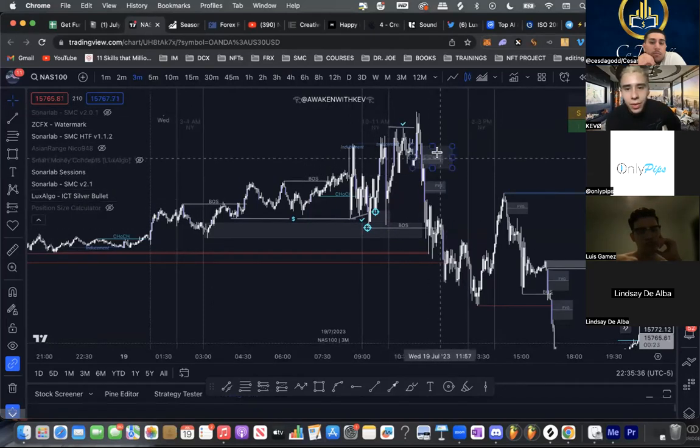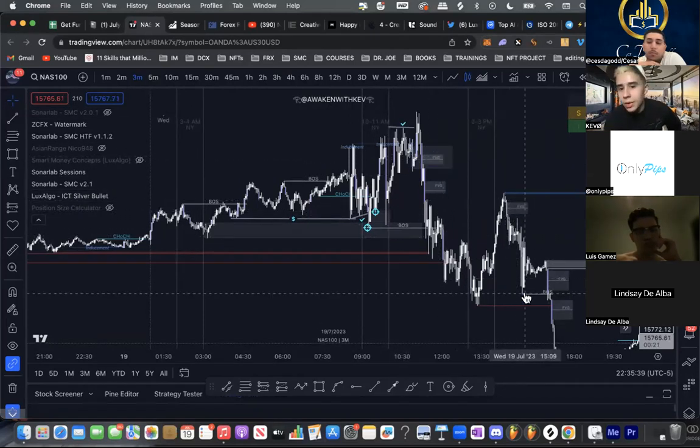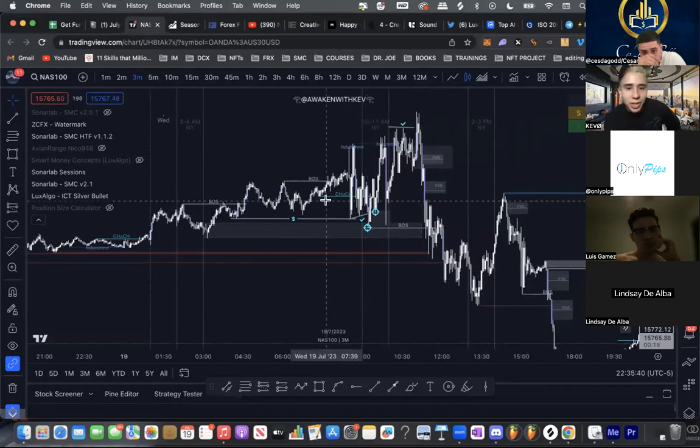And then all these fair value gaps and order blocks that are marked up, it's literally all marked up automatically. I use this indicator right here as well. So if you guys didn't know that, there you go. Put you guys on. I should get a link or something, bro.